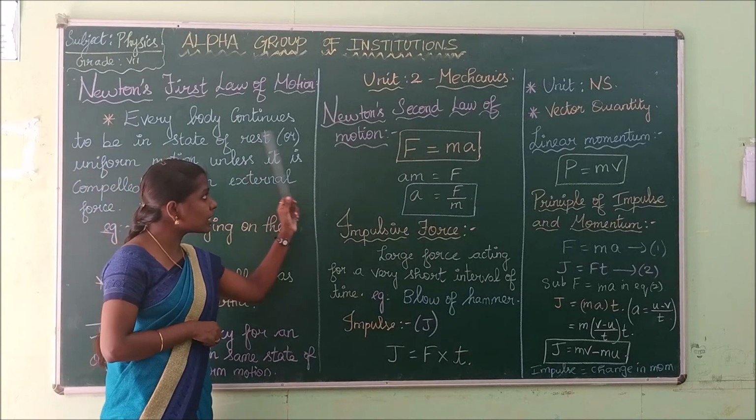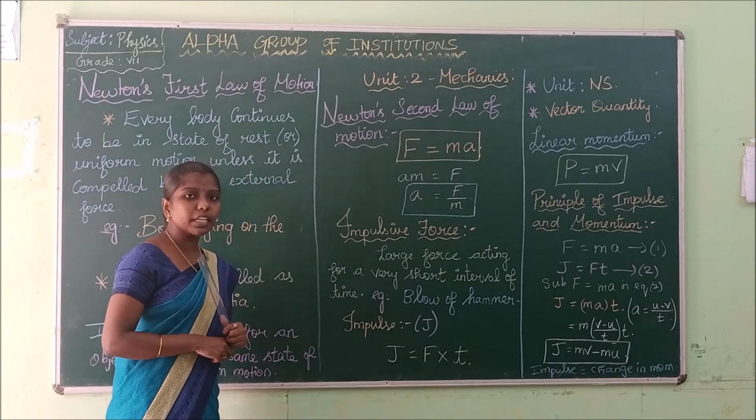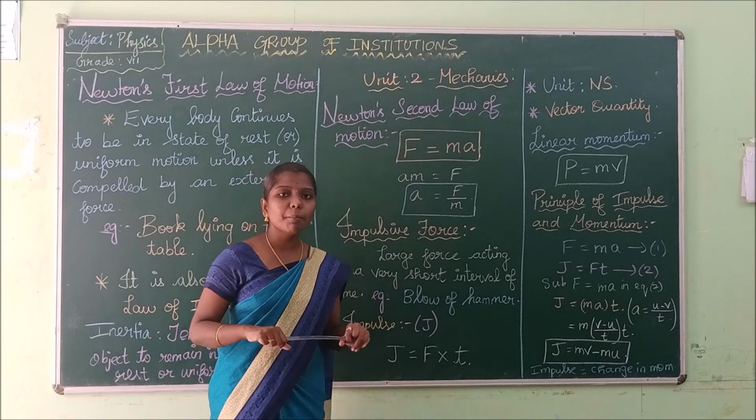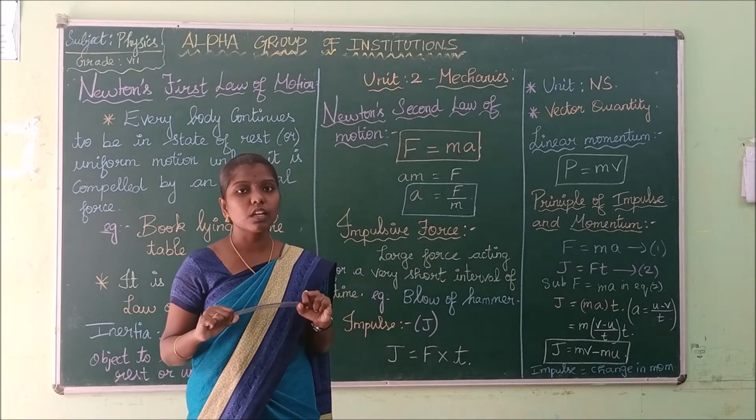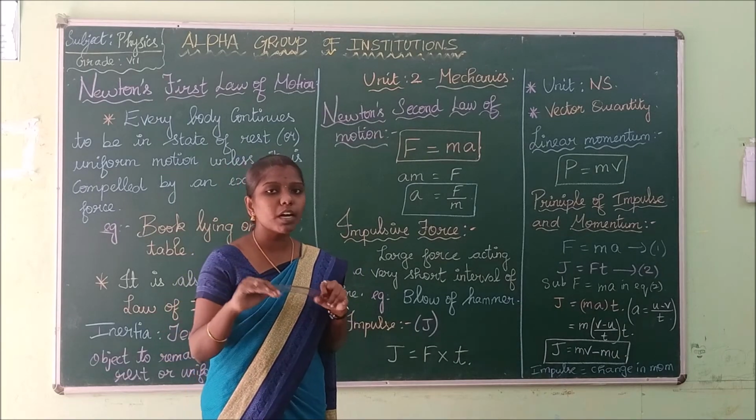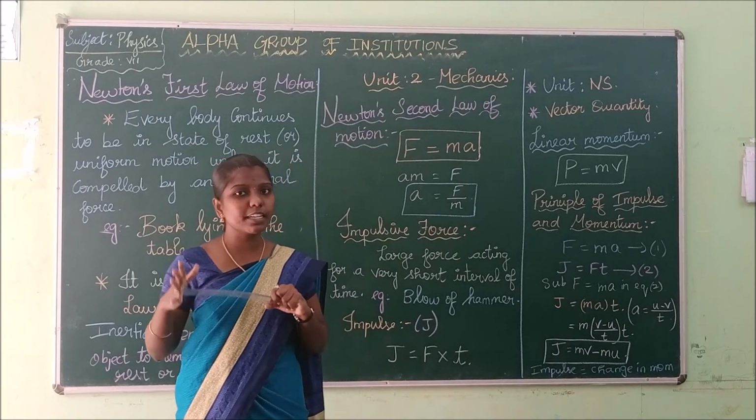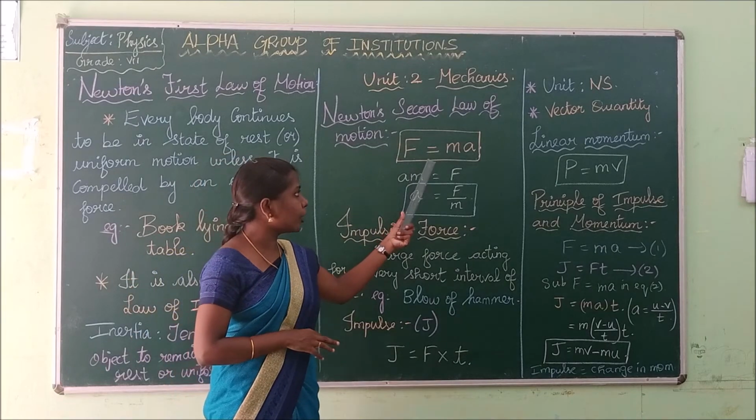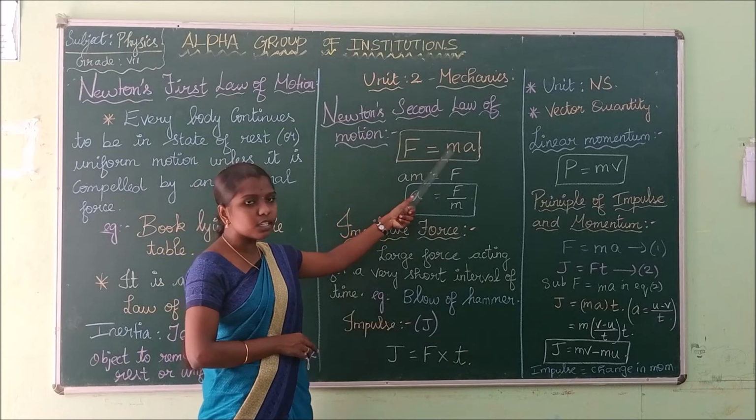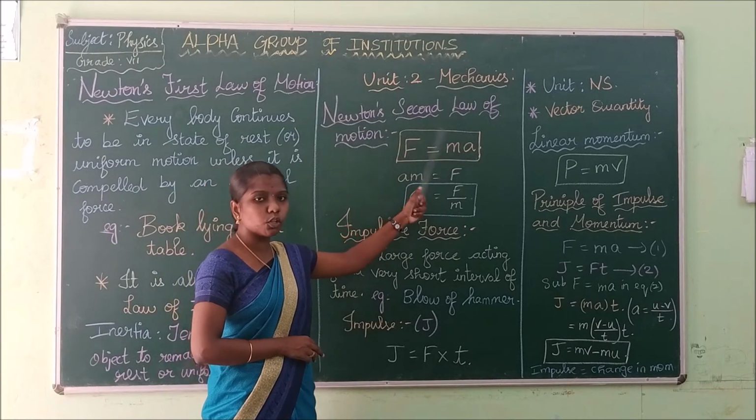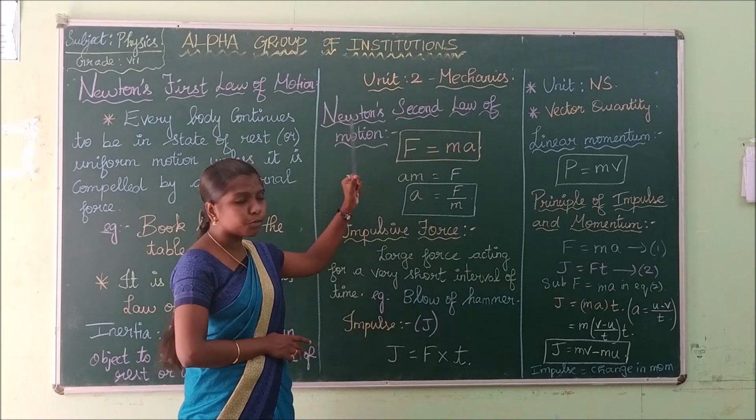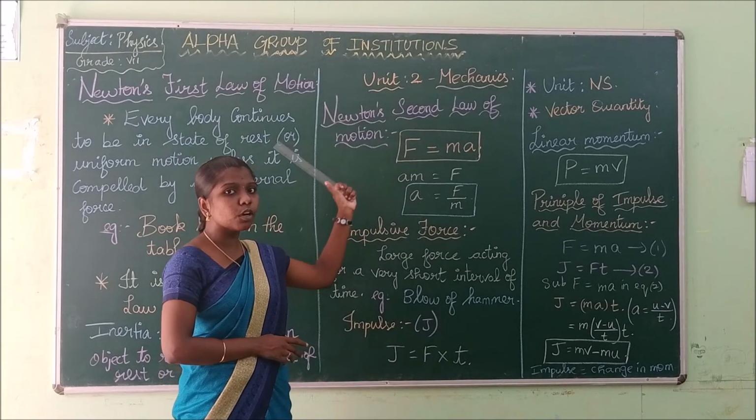Next, what is Newton's second law of motion? Newton's second law of motion is that force is directly proportional to mass and acceleration. The force acting on a body is directly proportional to the mass of the body and the acceleration of the body. F is equal to ma. Here F is your force, m is the mass of the body and a is your acceleration. F = ma is the formula for Newton's second law of motion.